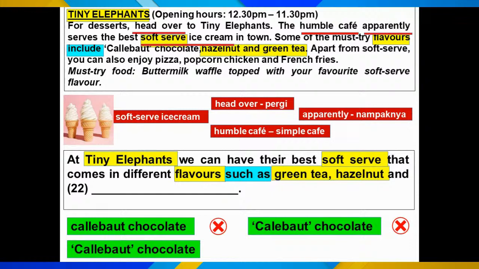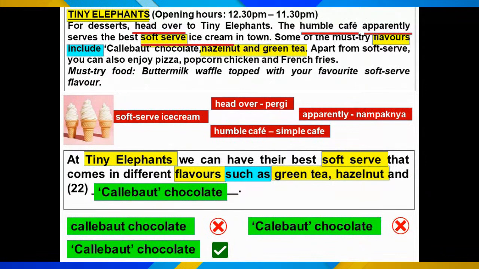Calibre chocolate. So that is the answer. Let's say without the inverted comma. Can we accept this answer? Yes, as long as it begins with a capital letter C. That's very important. Can we move on to the next question?